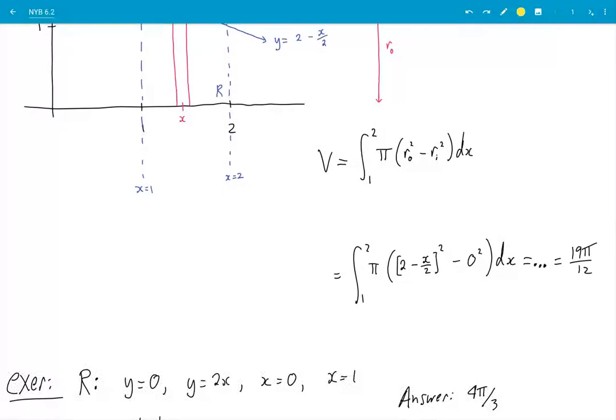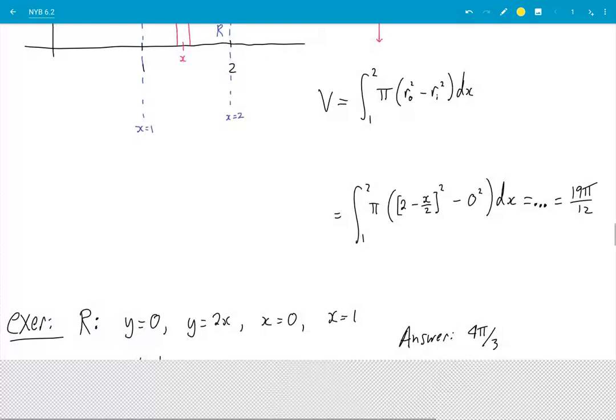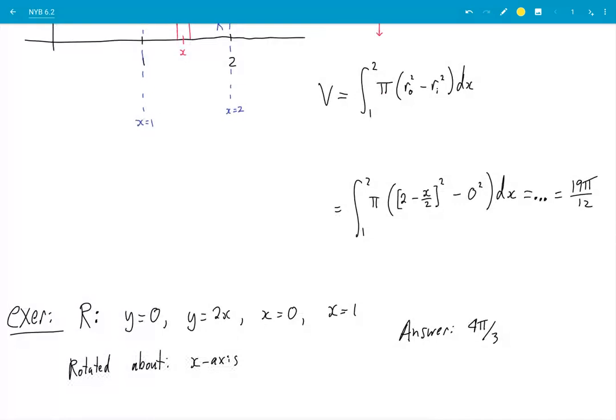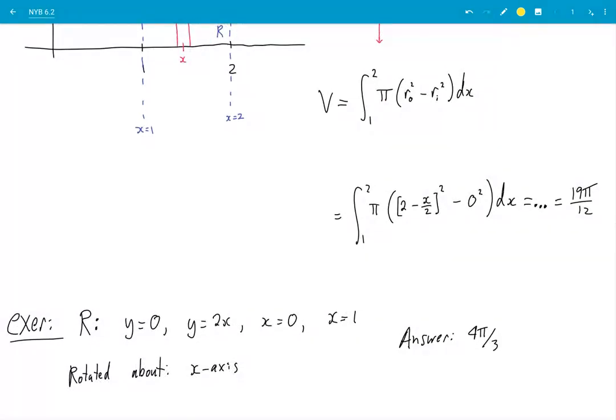Okay, exercise. Pause, copy, try, pause, copy, try. Here's your answer, 4 pi over 3. Oops, forgot to give you the x-axis. Pause, copy, try. Sorry, pause, copy, try.